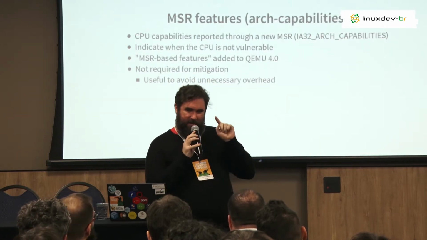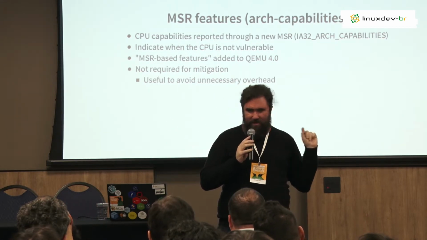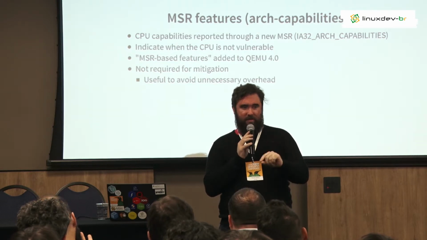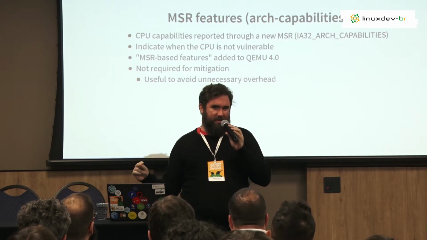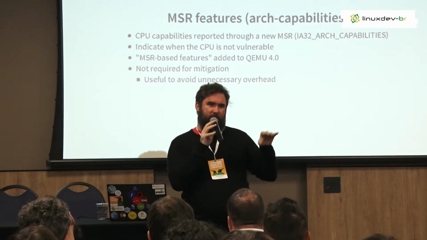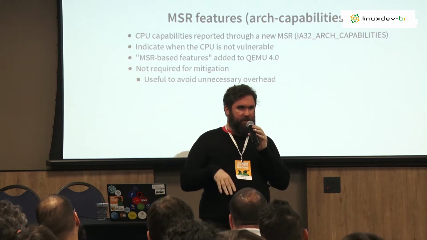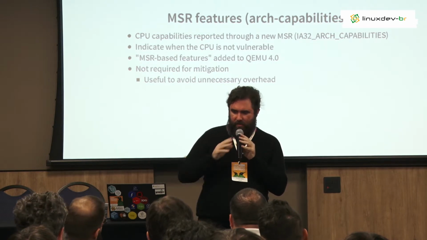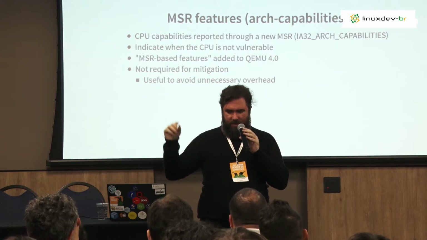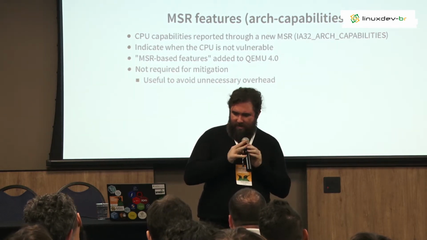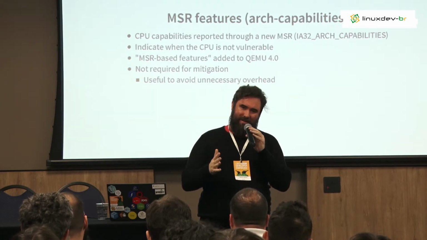There's something I have hidden from you. Since Spectre and Meltdown were introduced, we have something new on the Intel CPUs. That's a new MSR called Arch Capabilities. An MSR is a model-specific register. It's basically a CPU register that indicates that the CPU is not vulnerable to something. So you have bits on that MSR saying, oh, I'm not vulnerable to Spectre variant 1, I'm not vulnerable to MDS. And we need to expose that to guests, but this is not CPUID data.